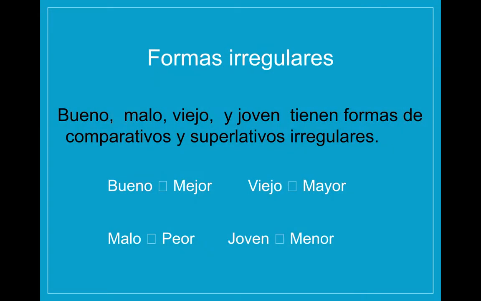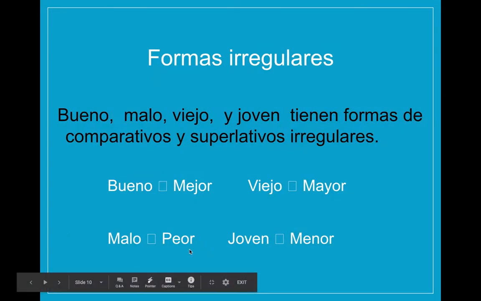Viejo is old, and you've probably used the word mayor before for older to talk about brothers and sisters. So ella es vieja, pero mi abuela es mayor que ella. So grandma is older than her. Joven, young. Menor, younger or youngest. So yo soy la menor de mi familia. I am the youngest of my family.